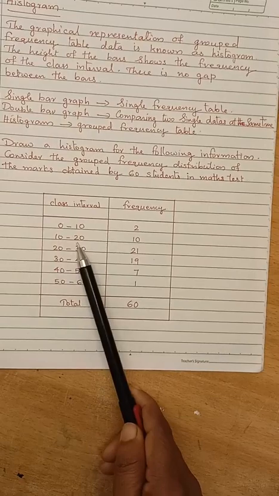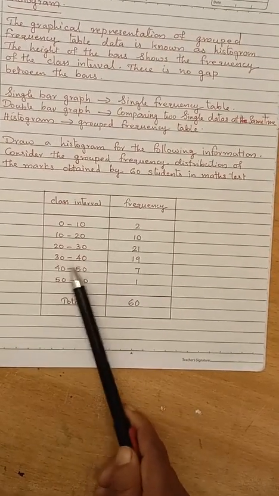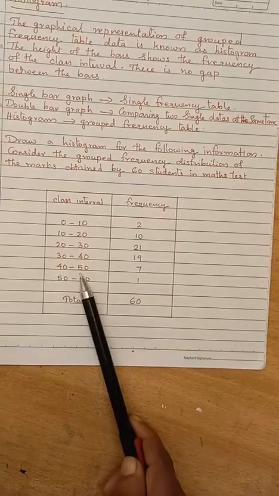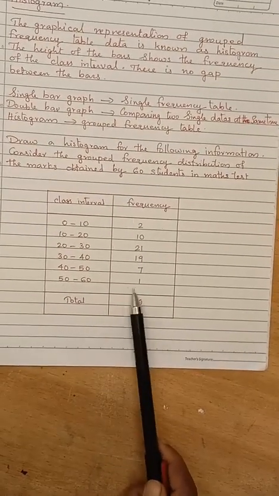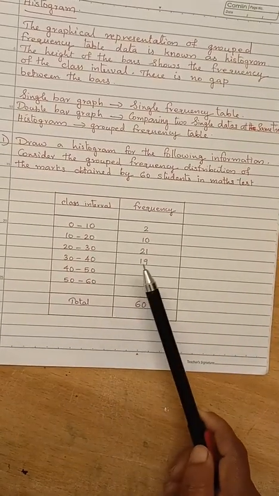In between 10 to 20, 10 students. 20 to 30, 21. 30 to 40, 19. 40 to 50, 7. 50 to 60, 1. This is a grouped frequency distribution table directly given.